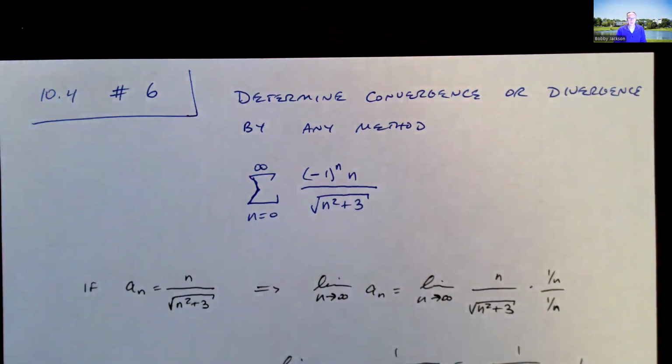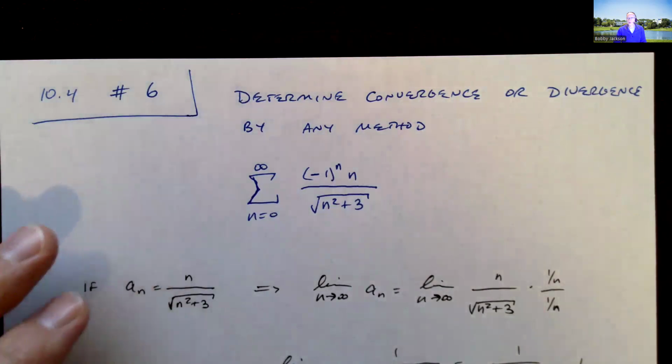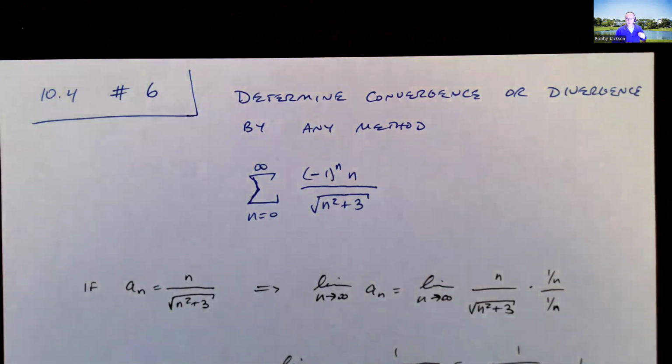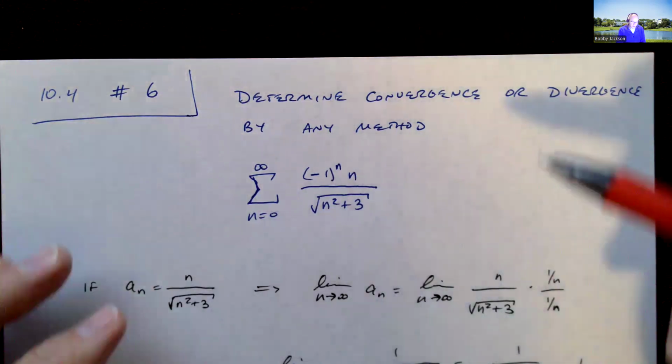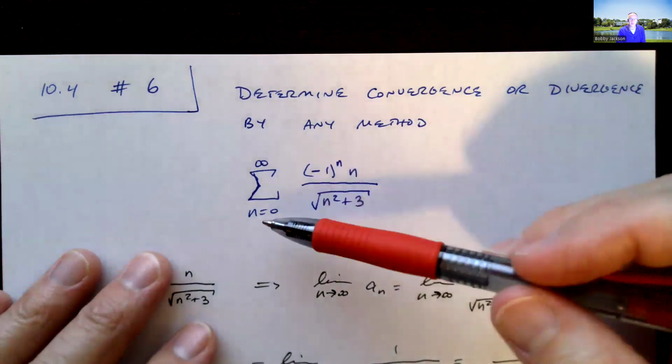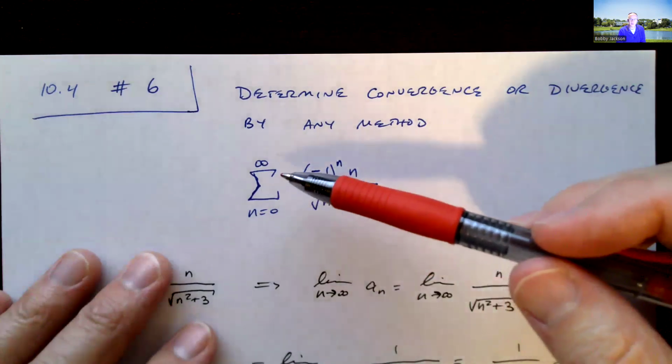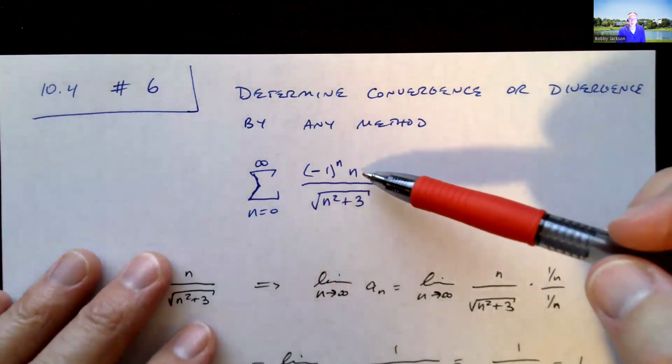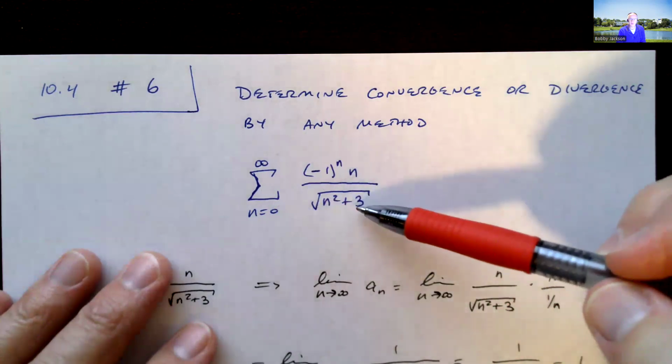Okay, let's take a look at number 6 here in section 10.4. We're going to determine the convergence or divergence by any method that we have introduced up through section 10.4. So for this series, the sum as n goes from 0 to infinity of (-1)^n times n over the square root of n squared plus 3.